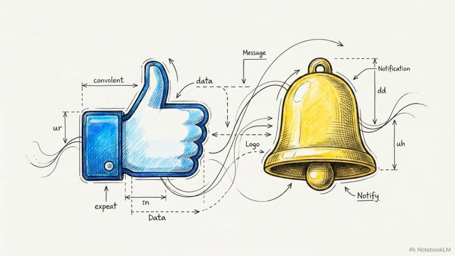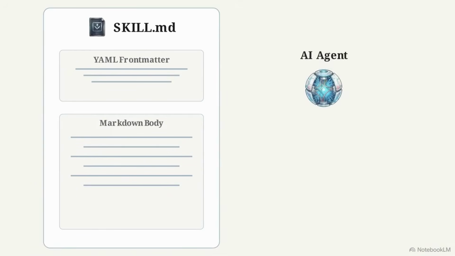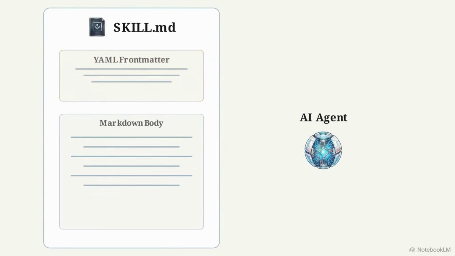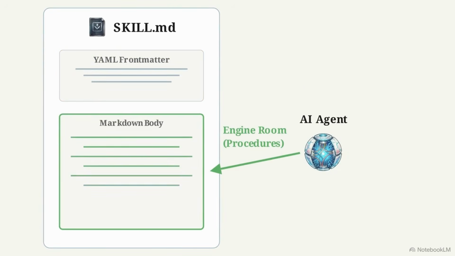At this stage, the agent hasn't performed any work yet. This YAML section exists solely for identification. It tells the agent the skill exists and what it's for.